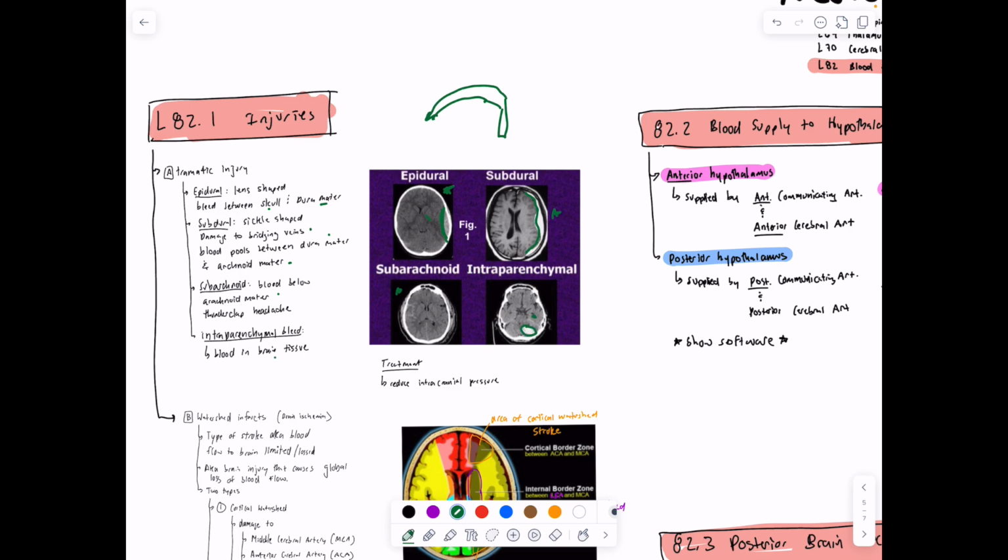There might be an example, but overall treatment for epidural, between the skull and the dura mater; subdural, between the dura mater and arachnoid mater; subarachnoid, below the arachnoid mater; and then intraparenchymal, is to reduce intracranial pressure, get that blood out of there.